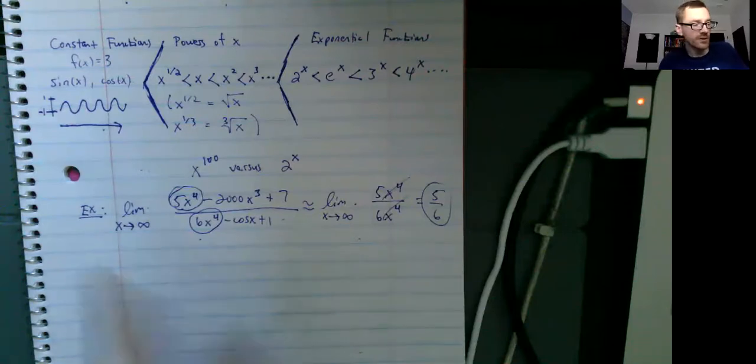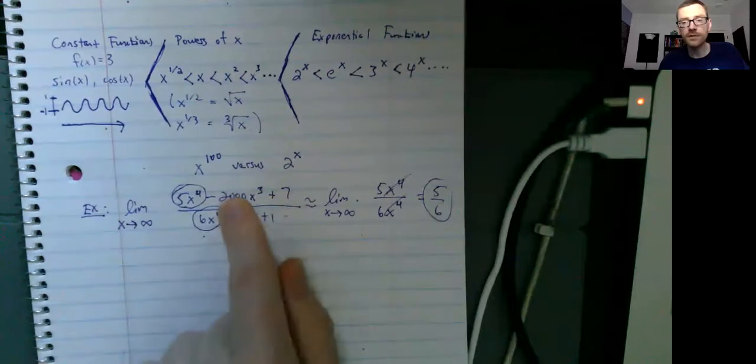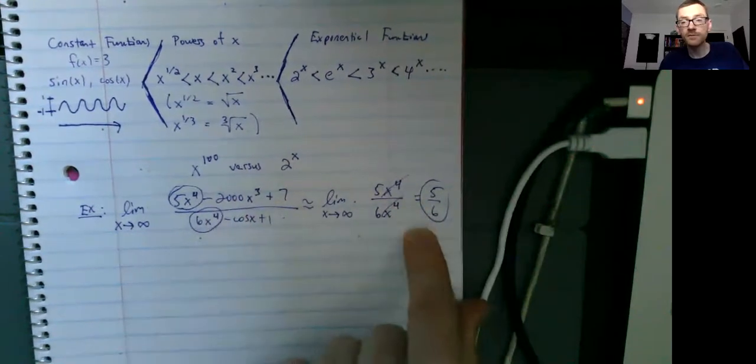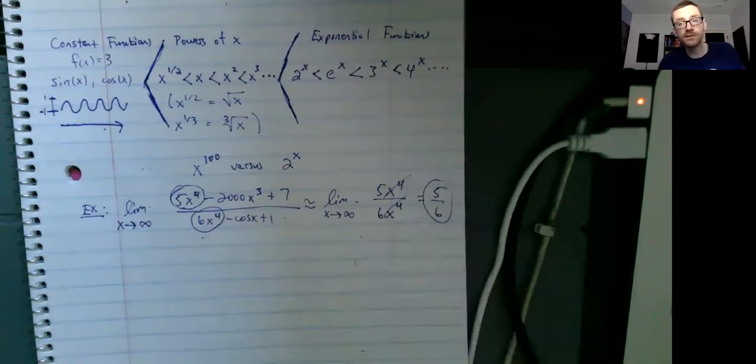If you plug a giant number into this function, like 1,000,000, you'll get something very, very close to 5/6. And the bigger the number that you plug into this function, the closer the output will be to 5/6. Okay. Let's do another one.